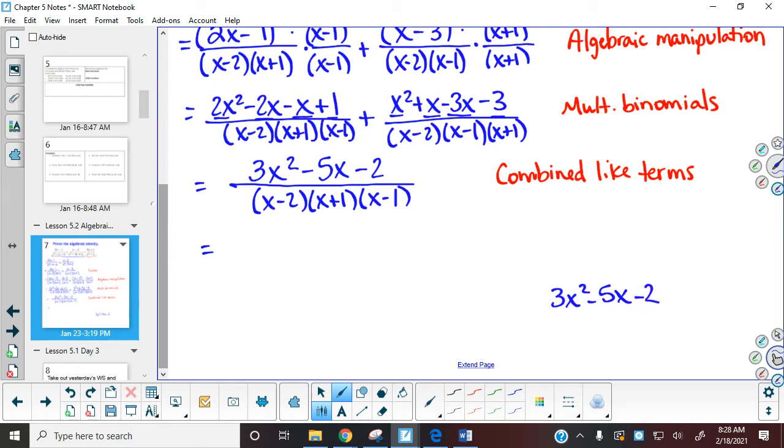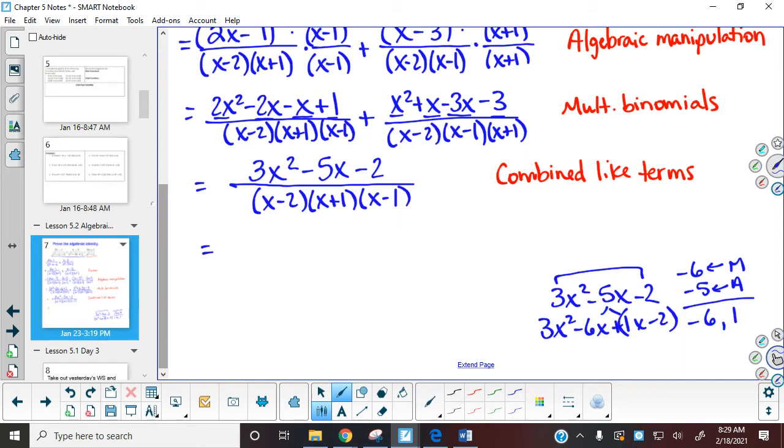Remember, you can use your AC method, and so we can do this with negative 6. So what multiplies to give me negative 6, but adds to give me the middle term of negative 5? Sorry, I just blanked out for a second. So multiplies to give you negative 6, adds to give you negative 5, is negative 6 and 1. And so we could split that middle term into negative 6x, positive 1x, and then we could factor by grouping.